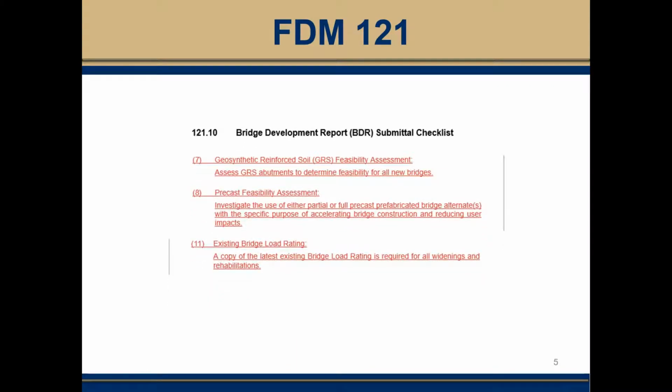Under Section 121.10, Items 7 and 8 were added to the BDR Submittal Checklist. Although these two items were already required to be addressed in the BDR, they are now explicit requirements on the BDR checklist. Item 11, existing bridge load rating, was added to this section to be consistent with the BDR checklist.